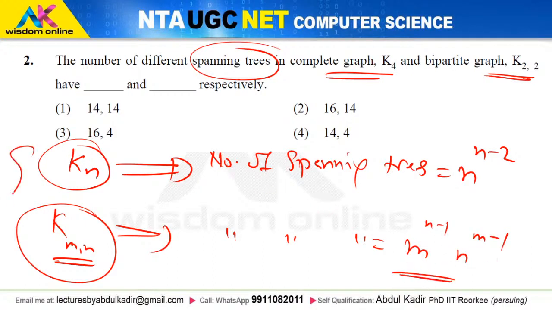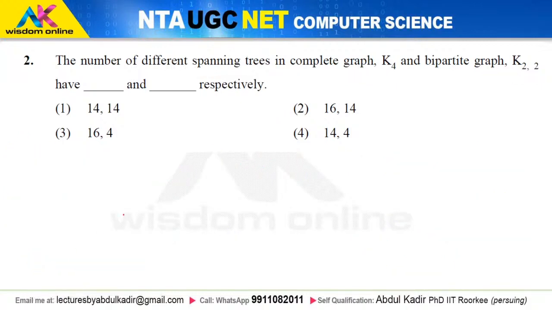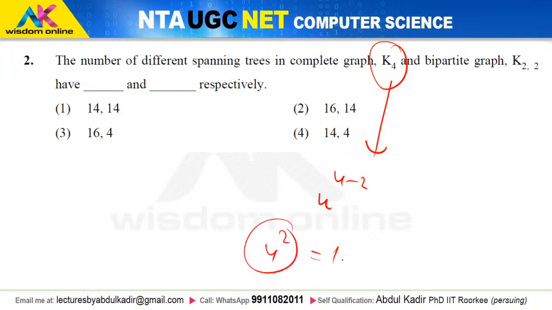Again, these things you will also study in the algorithm subject. But anyway, this is just a direct formula that we have. In a complete graph on n vertices, the number of spanning trees will be n power n minus 2, and in a complete bipartite graph, this will be your answer, m power n minus 1, n power m minus 1. What will be the answer here? Because this is K4, the answer will be 4 power 4 minus 2. This is nothing but 4 squared, that is 16.